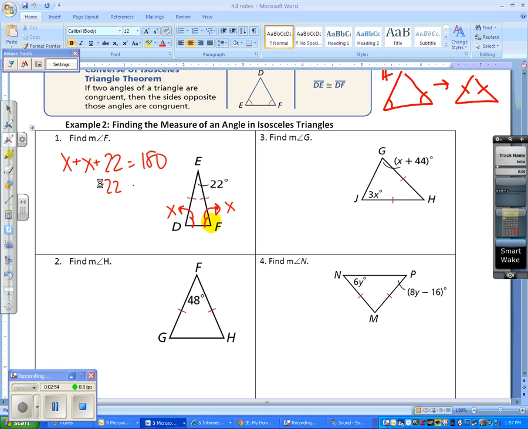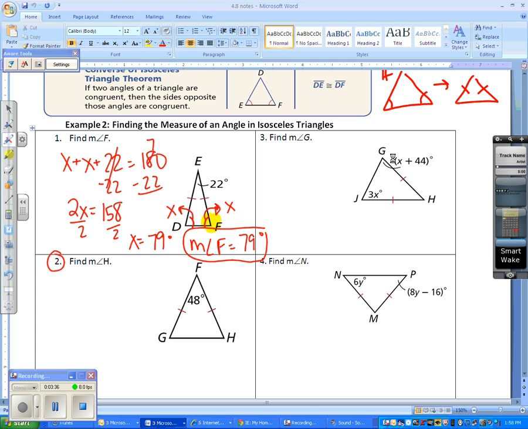And then we subtract 22. And now we have 2x equals 158. And then we divide by 2, and we get x equals 79 degrees. So if we check it, if we plug it in, 79 plus 79 plus 22 should equal 180 degrees. So that's one way to think about it. You can do number 2, very similar to number 1. Number 3, obviously I'm going to make it harder. Sorry, I didn't finish this problem. Measure of angle F equals 79 degrees.